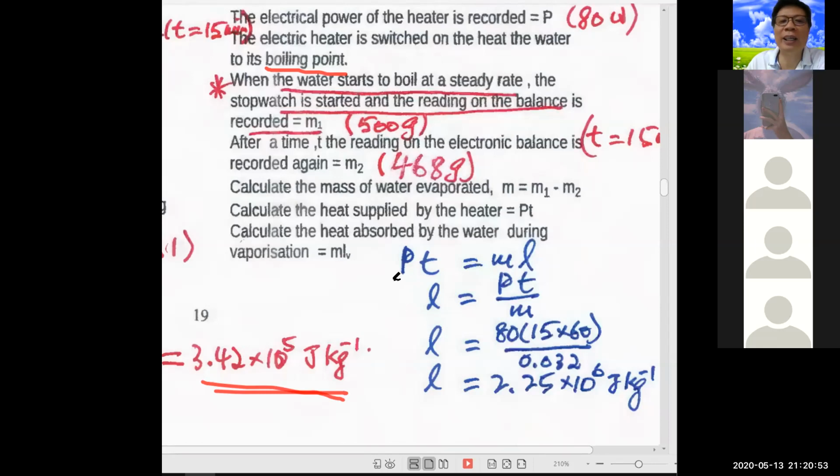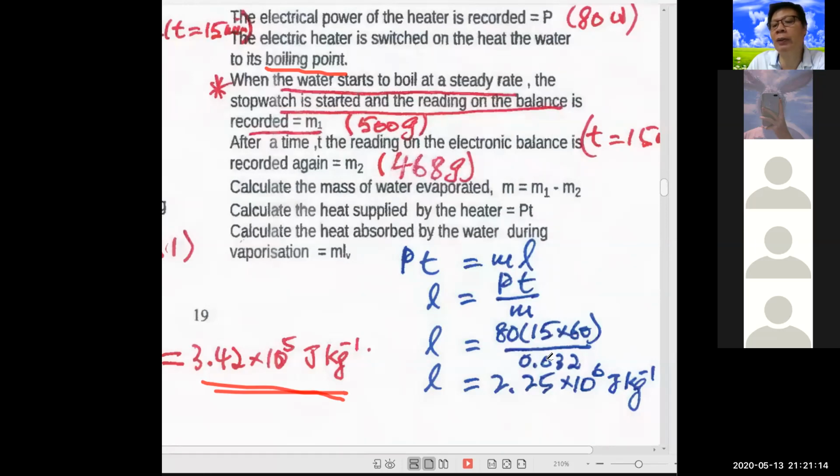Yes, very good, very smart fella. 500 gram minus 468 gram, you get 32 gram, right? So 32 gram was the water evaporated. The mass of the water that has changed from liquid to steam is 32 gram, correct or not?